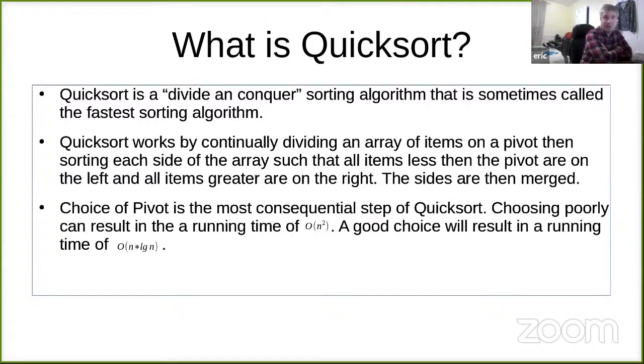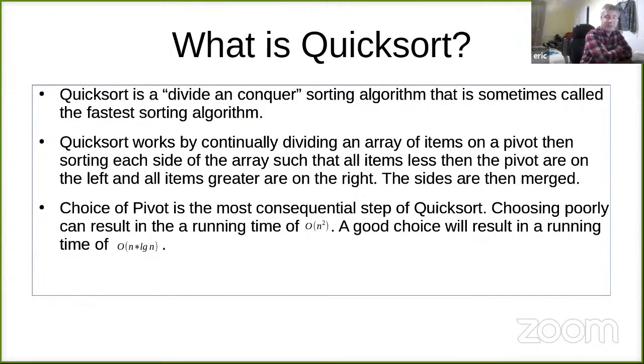So what is quicksort? It's kind of like merge sort, if you're familiar with merge sort, and that is a divide and conquer sorting algorithm. But how it differs from merge sort is the work is done in the divide step, whereas in merge sort, all the work is done in the merging.